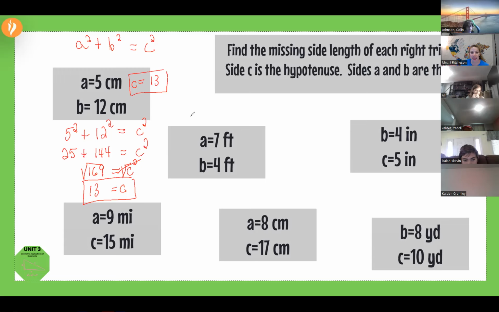All right, you guys send me the answer to this one right here. Everybody tell me what C is in the chat, please, by doing the same thing we just did.